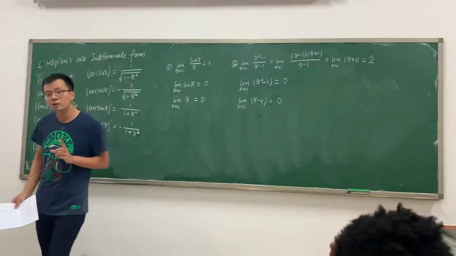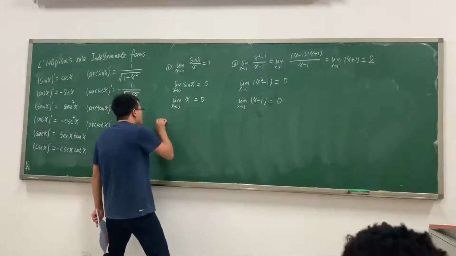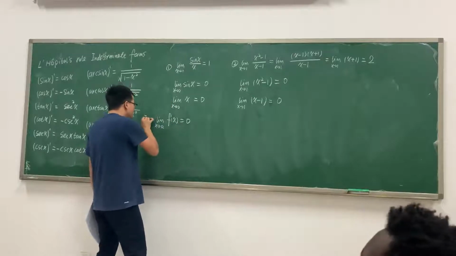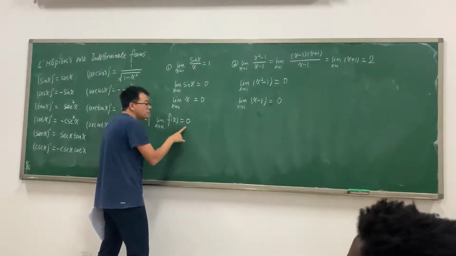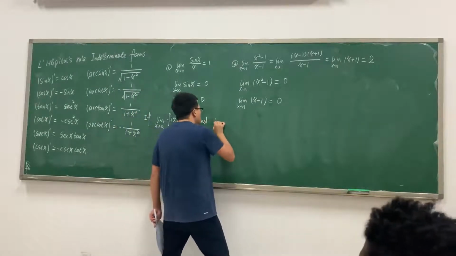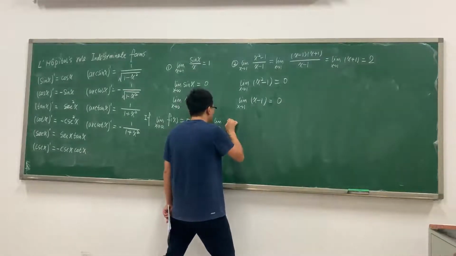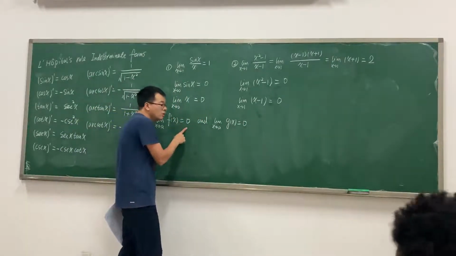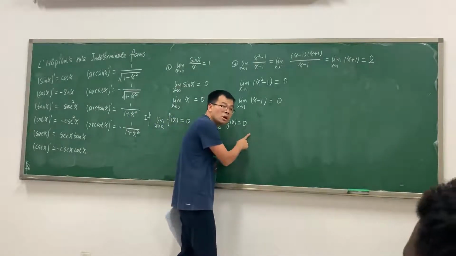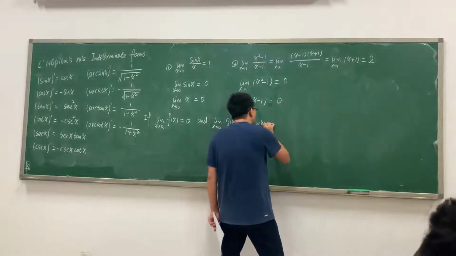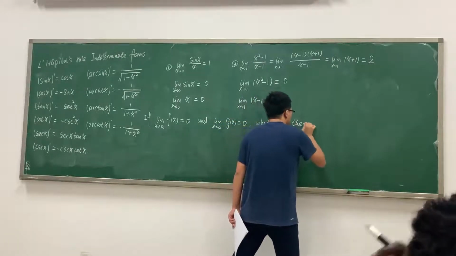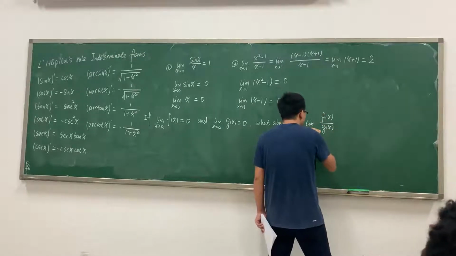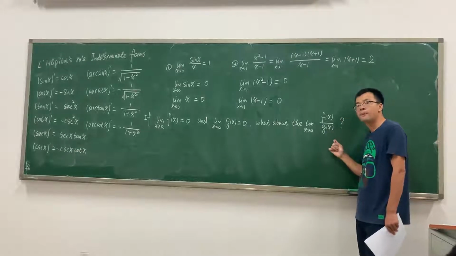So here we have a question. For example, when the limit as x approaches a, f(x) approaches 0, and the limit as x approaches a, g(x) also approaches 0. So we have a question: what about the limit of f(x) divided by g(x) as x approaches a? So what about this limit?